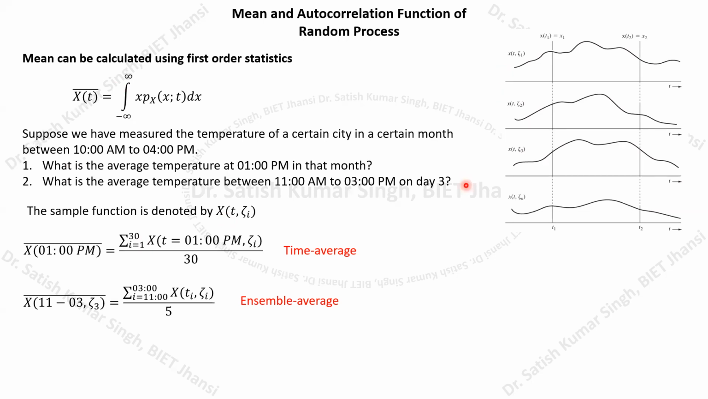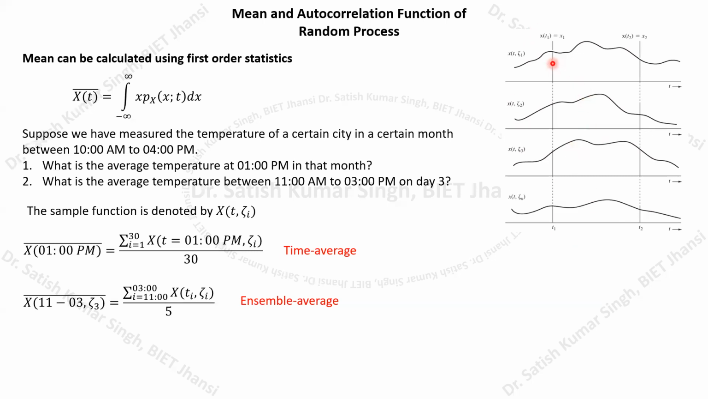Now I can ask you a second question also. What is the average temperature between 11 a.m. to 3 p.m. on day 3? So I am asking about day 3, what is the average temperature between 11 a.m. to 3 p.m.? This is another question, right? So if I am interested in the average temperature between 11 a.m. to 3 p.m. on day 3, I am only interested in this particular sample function. I am not interested in all the sample functions, right?